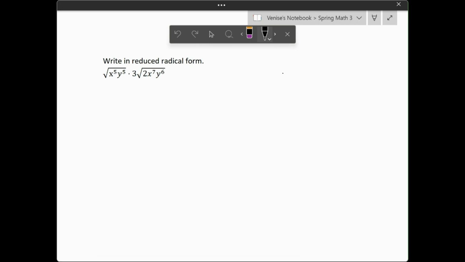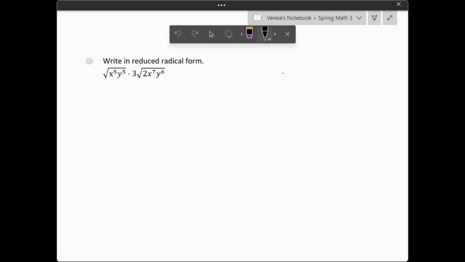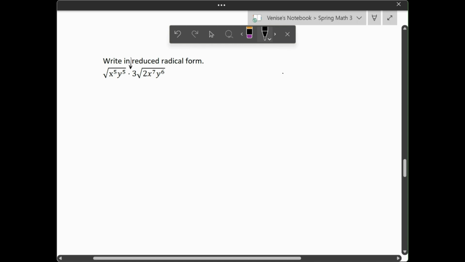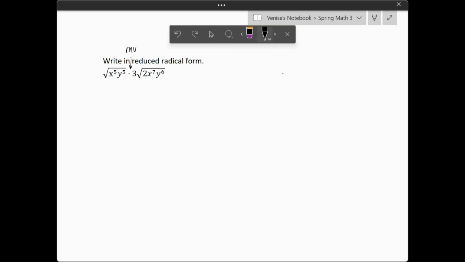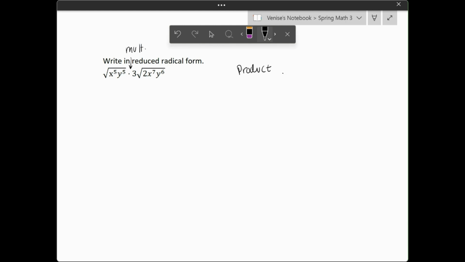Okay, so write in reduced radical form. So first we need to look at what operation we're dealing with here. We're dealing with multiplication, right? So we are going to use product. Product means multiplication. Product property of radicals. Okay, because it says radicals.